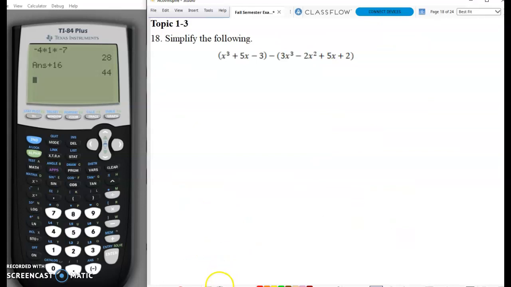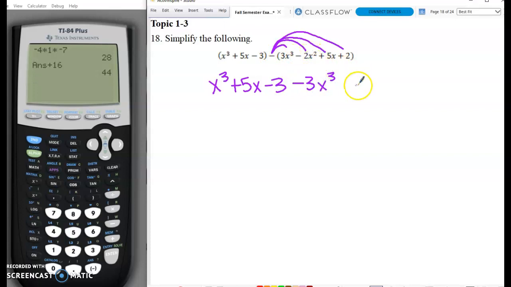Looking at 18, it's asking us to simplify the following. So this is all the way back from the first 6 weeks, so refer to your notes if you don't remember. But we're going to take this first polynomial and we're going to subtract this second polynomial. Since we're subtracting, I'm going to take this negative and just distribute it to all of my terms in this second polynomial. And so we're going to have x cubed plus 5x minus 3, because that stayed the same. Taking the negative of this first term is going to be minus 3x cubed. Instead of negative 2x squared, we're going to have plus 2x squared. That 5x is going to become minus 5x, and then that's going to become minus 2.